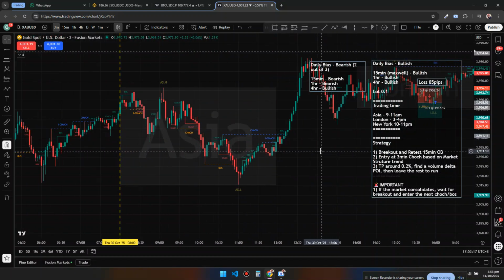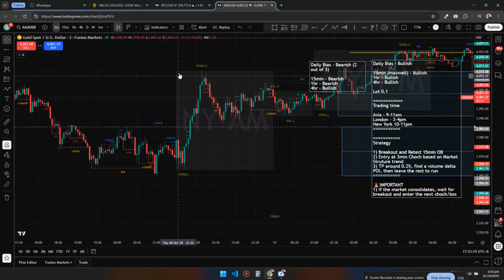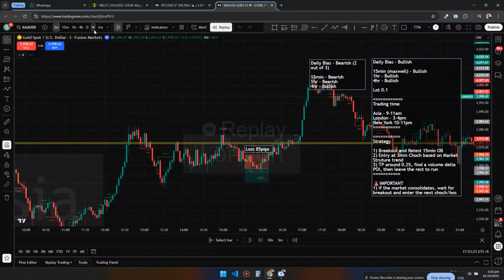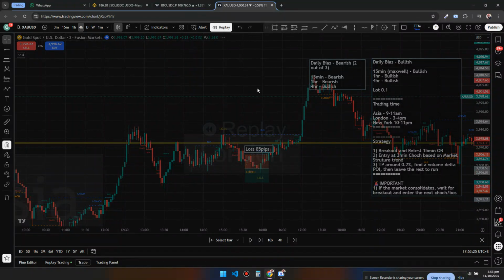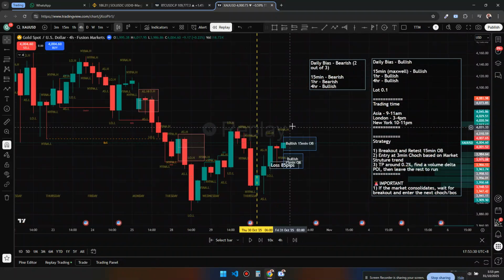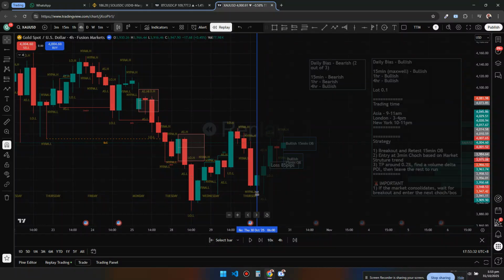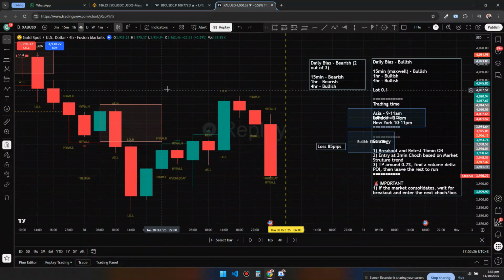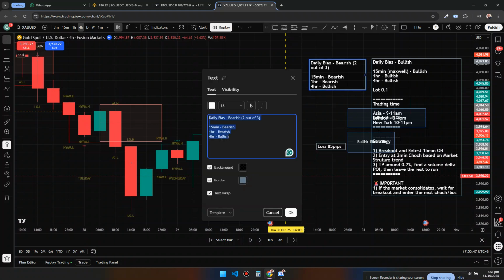And then for gold, let's take a look at the 4 hour to do the daily bias. All right. So this is on the 4 hour time frame. So you can see the daily bias. The 4 hour created a bullish break of structure. So I'll just type here bullish.